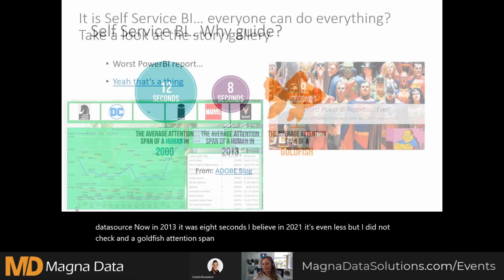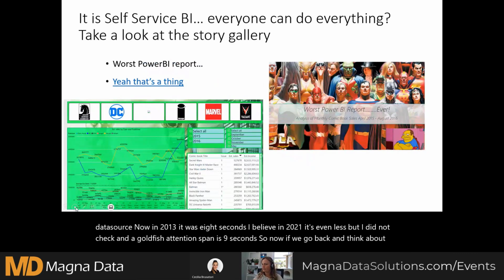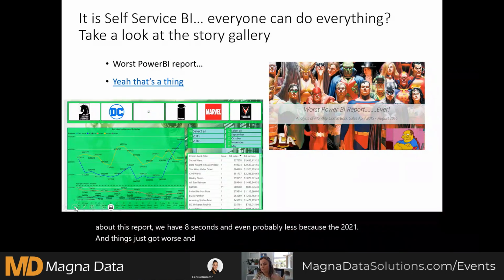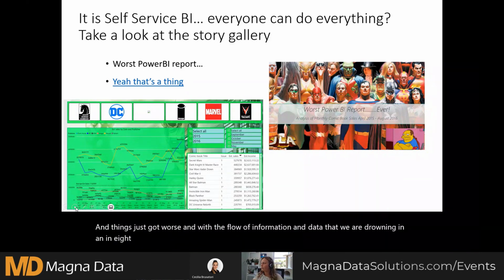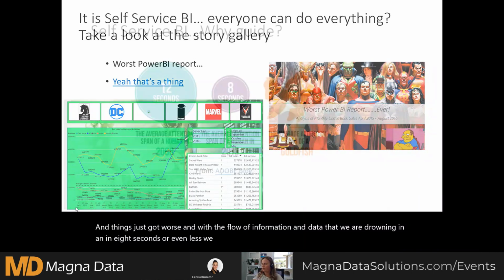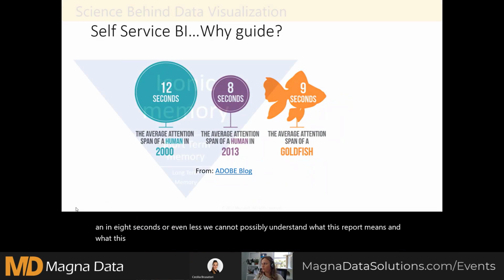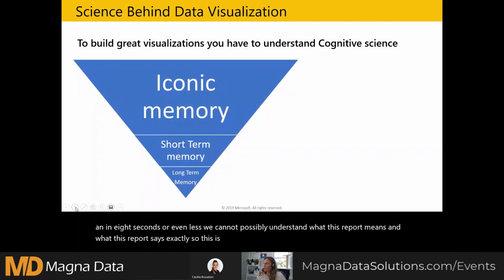So now if we go back and think about this report, we have 8 seconds and probably even less, because in 2021 things just got worse with the flow of information and data that we are drowning in. In 8 seconds or even less, we cannot possibly understand what this report means and what this report says exactly. So this is another reason why to guide.